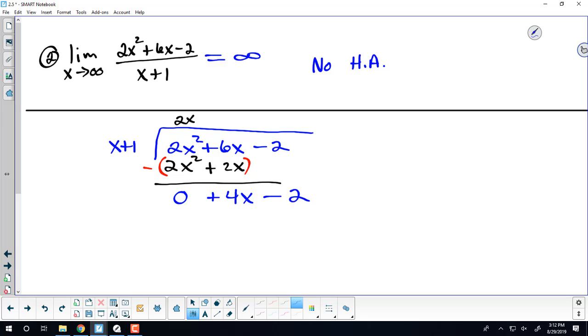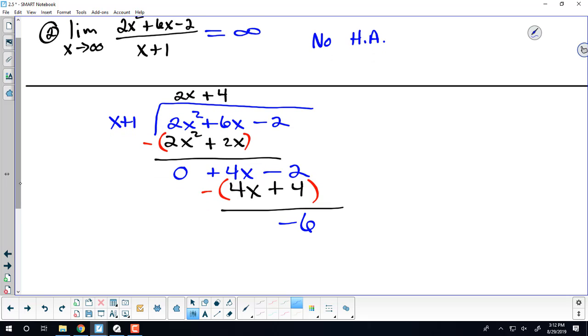We have to multiply this x by 4 to get this 4x. And then 4 times this 1 is a positive 4. And we subtract all of that. So we have a minus 2, a minus 4, minus 6. And that was our remainder. And that was our quotient, right? So in pre-calc, you stopped with that quotient and said, all right, my quotient's 2x plus 4. Therefore, the equation of my slant asymptote was 2x plus 4. Okay.